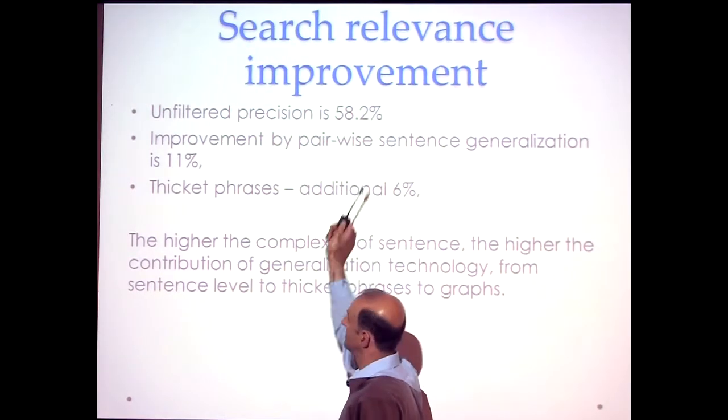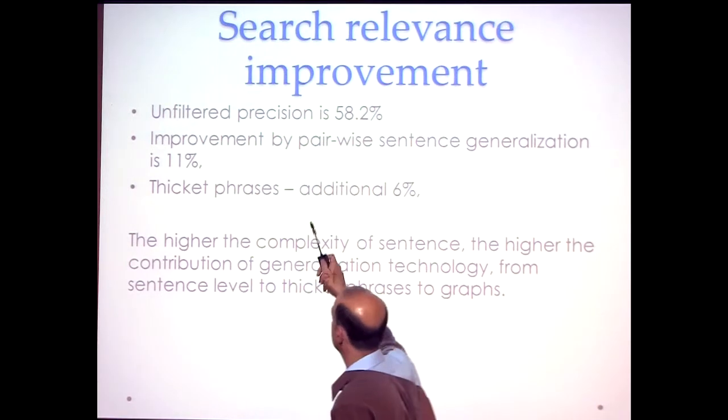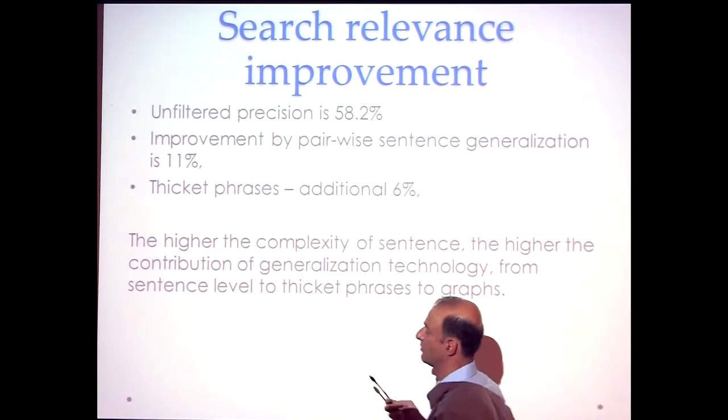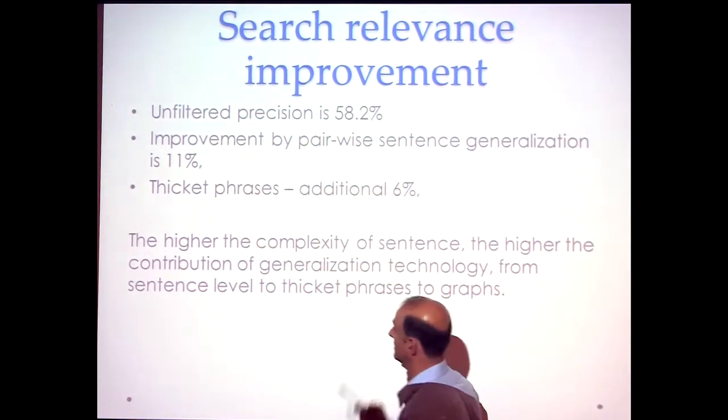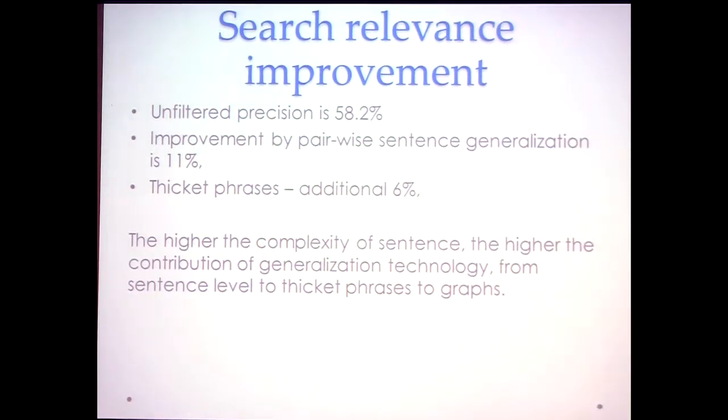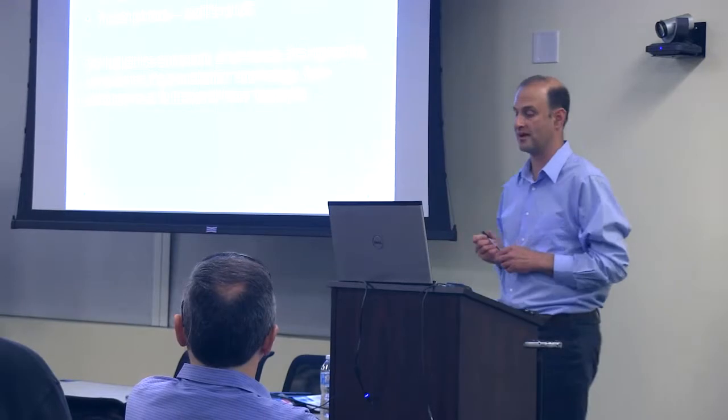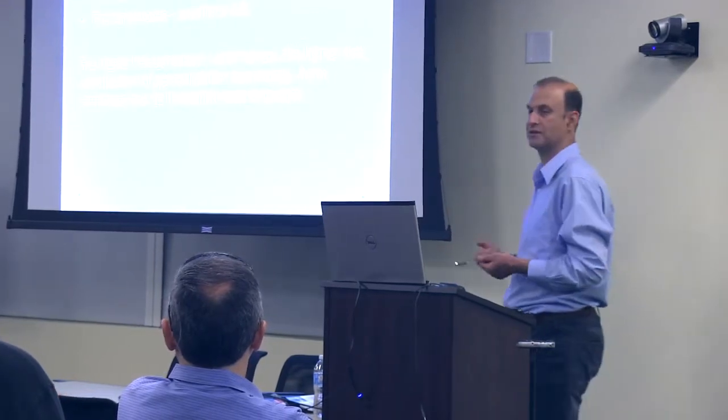So the sentence gives, in this case, 11. Then additional information about rhetoric structures gives an additional 6. And again, this is for complicated queries. The more complex the sentence, the higher the contribution of this approach.